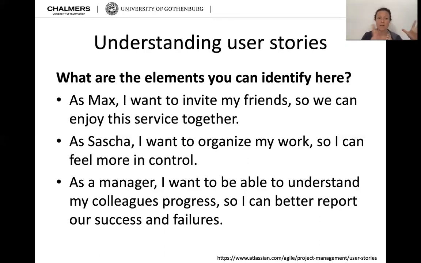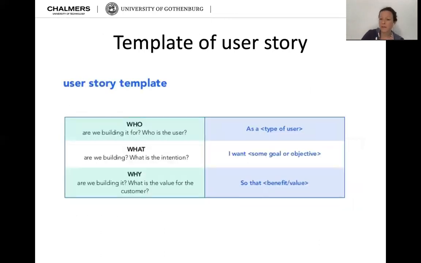Summary: as a role, I want to do what, so I can do why. And here's this in a template. So who are we building the system for? Who's the user? That's the part that gets expressed as a type of user.